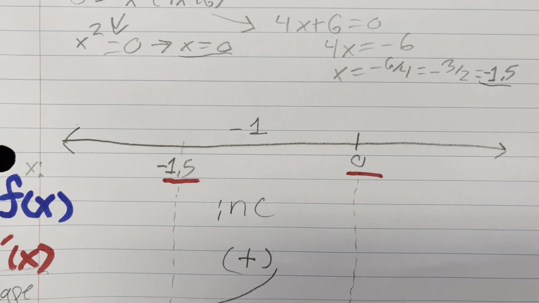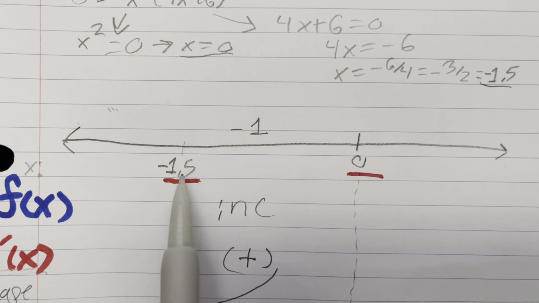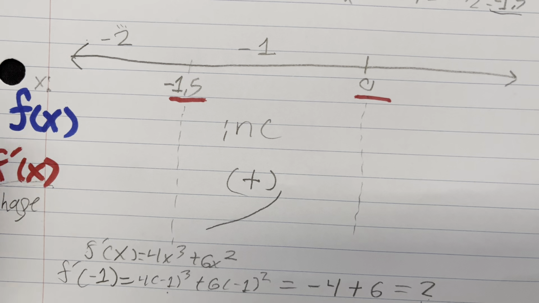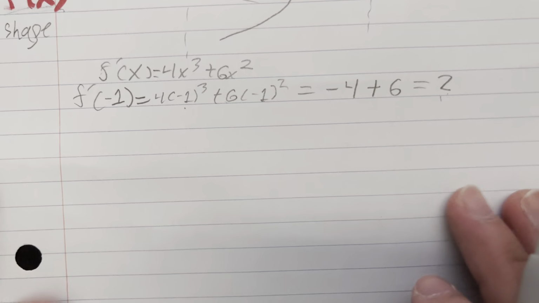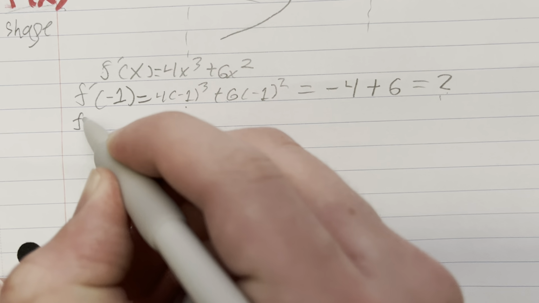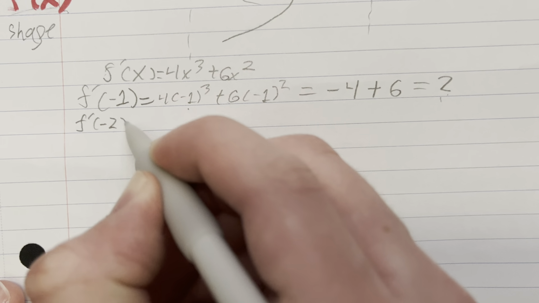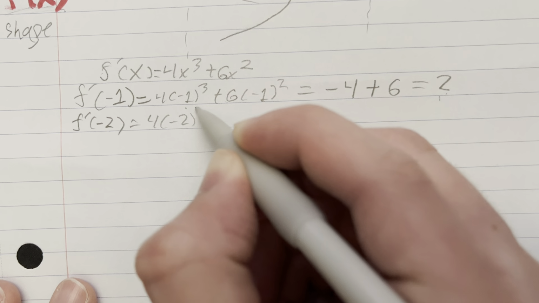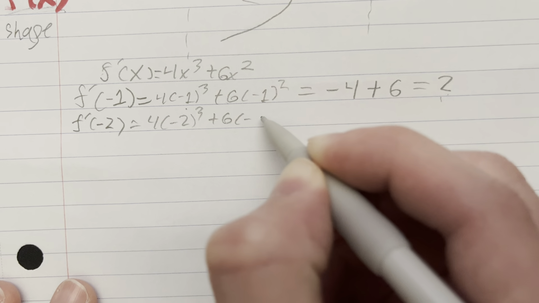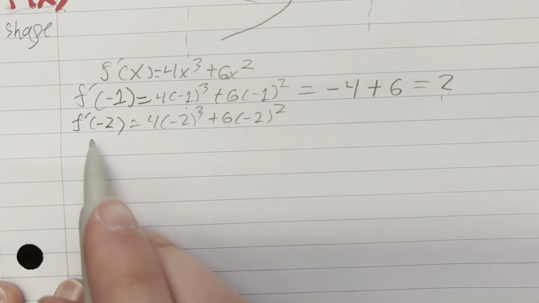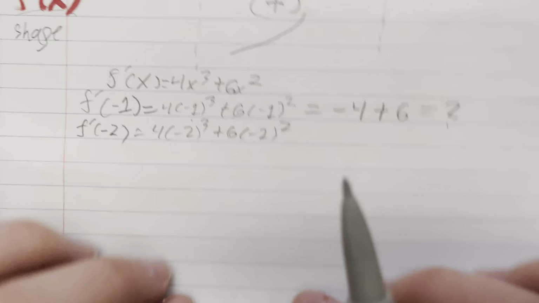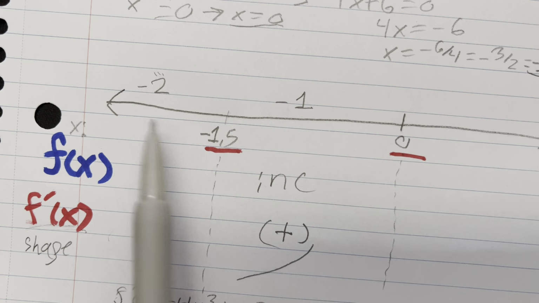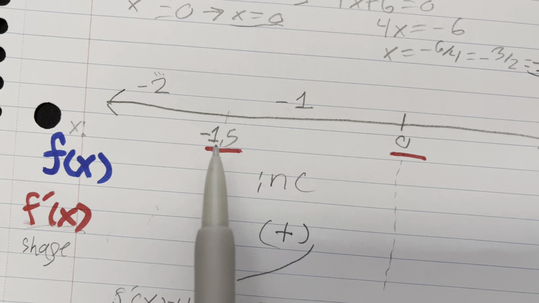Now let's start on the left here. Instead of -1.5, outside of that, let's pick -2. This could be any value. Now I brought a calculator to help me. If you can do this without a calculator, that's awesome. You probably can. 4 times -2 cubed plus 6 times -2 squared. This is f prime of -2, because remember, we're plugging this into our derivative. We're going to find what's happening to our function f of x to the left of -1.5.